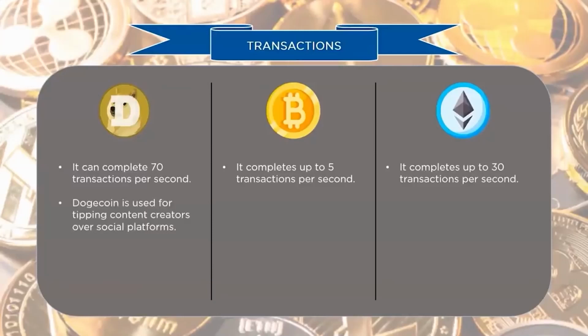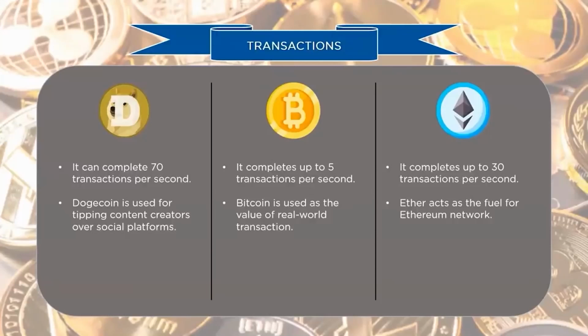Dogecoin is majorly used for tipping content creators on social platforms like Reddit and Twitter. Bitcoin is only used as a superior alternative for fiat money and is used primarily for real-world transactions. On the other hand, Ether, the currency of Ethereum, acts as the fuel for Ethereum networks. Now that we have covered all about the transaction process of these cryptocurrencies, let's have a look at the value of Dogecoin, Bitcoin and Ethereum on today's date.